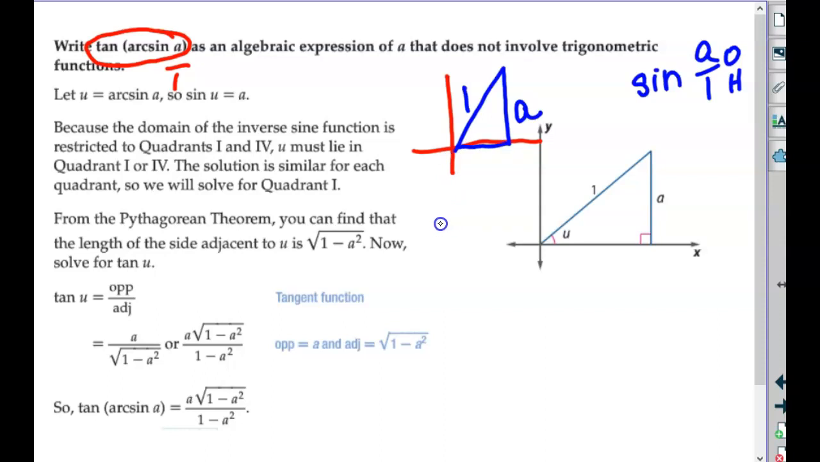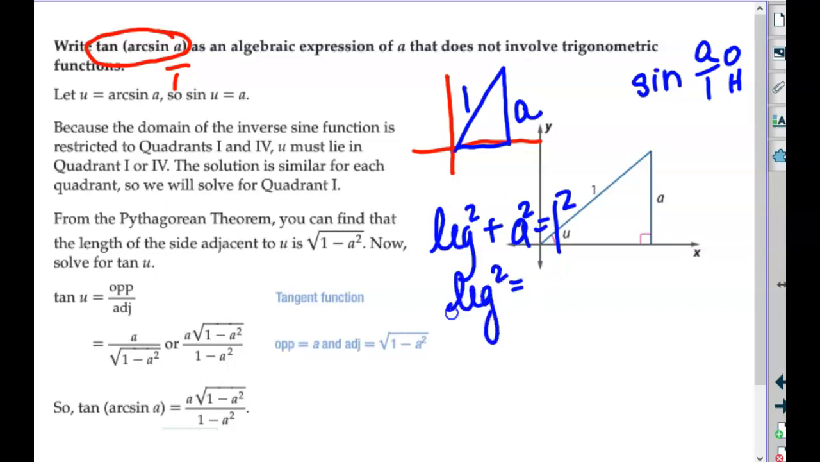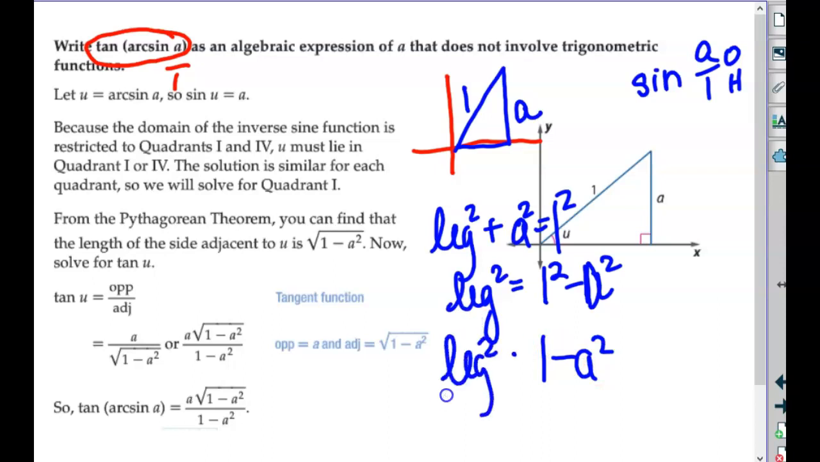Okay? So this missing leg squared plus, what is the other leg called? On my picture, right here. A squared equals 1 squared. Okay? So I get the leg squared equals, and I could subtract the a squared over to the other side. Whoops. 1 squared minus a squared. Well, what's 1 squared? 1 minus a squared.